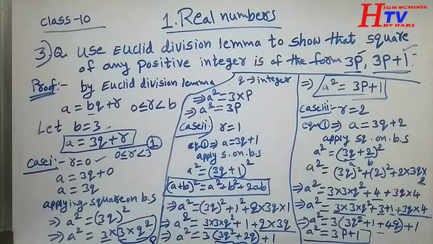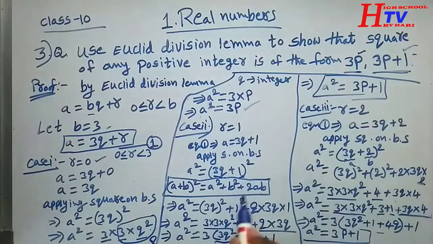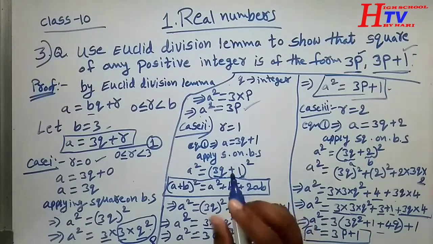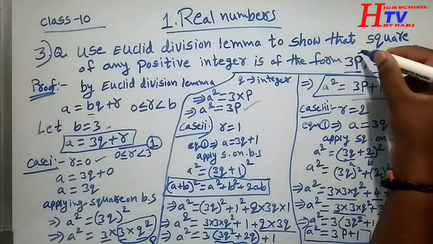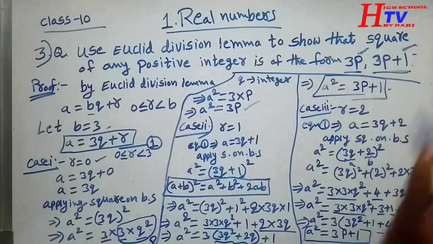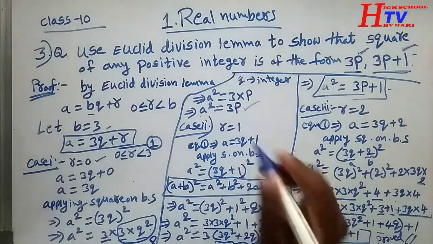Observe here, when r equals 0 we got a square, of this a which is a positive integer, in the form 3p. In the second case, the square of a positive integer is 3p plus 1. In the third case, the square of a positive integer a square equals 3p plus 1. So if we apply square to any positive integer, it will be in the form of either 3p or 3p plus 1. Hence proved.